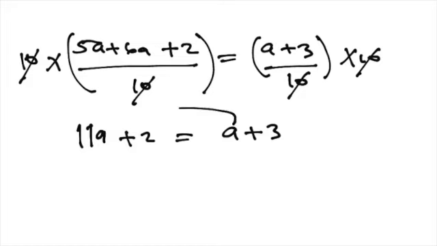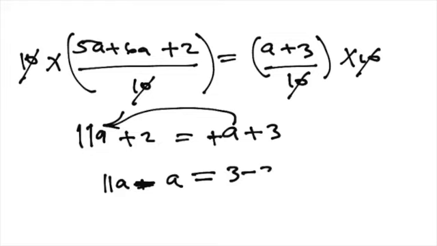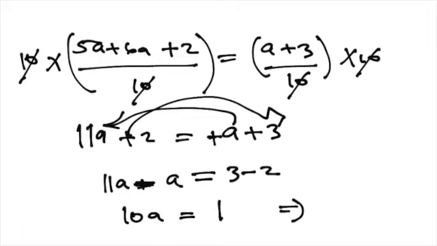Now group the like terms. So 11a minus, because this is positive over here, it should be minus on the other side. So 3 minus 2 because we are crossing that side. So we have 10a is equal to 1. You can simplify that by dividing both sides by 10. That means a is equal to 1 over 10.